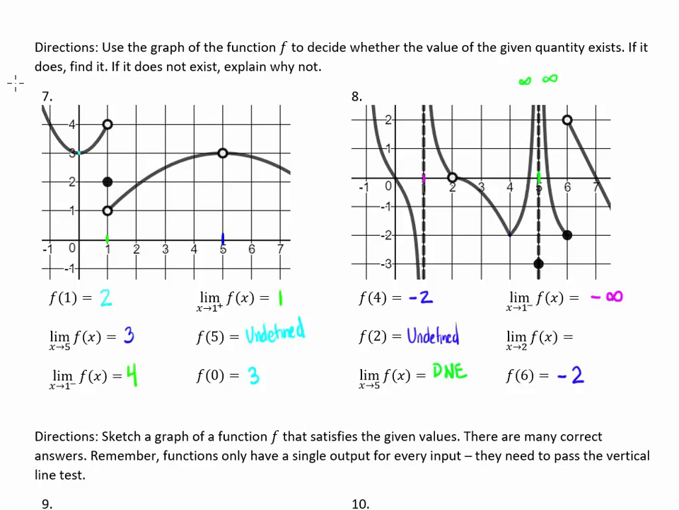And finally, x equals 2. So here's x equals 2 right here. From the left, we follow this guy down, it looks like we're getting closer and closer to a y value of 0. And from the right, we're coming up the other direction, but also getting closer to a y value of 0. And since the left and the right are both approaching the same value, the limit does exist, and it's equal to 0.